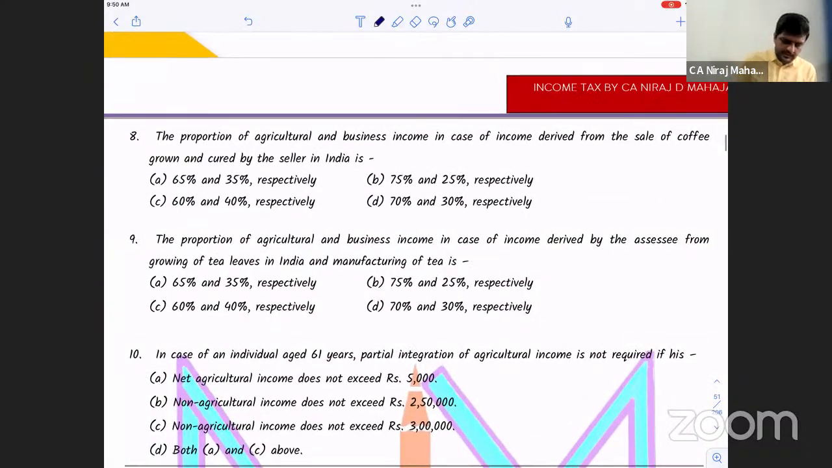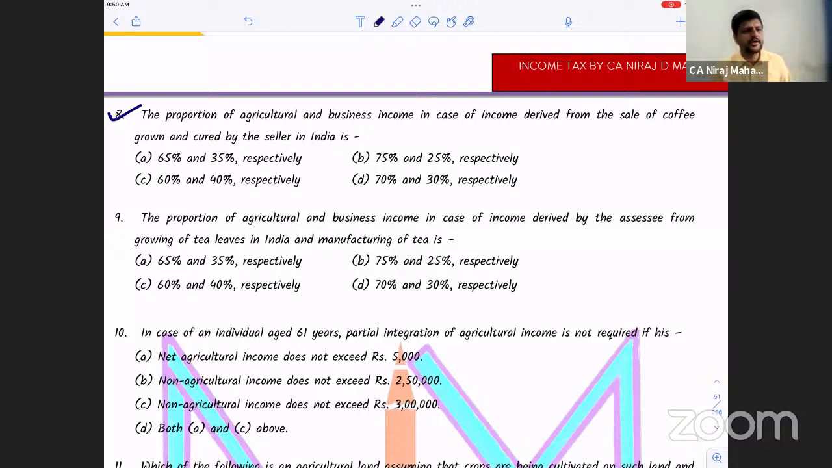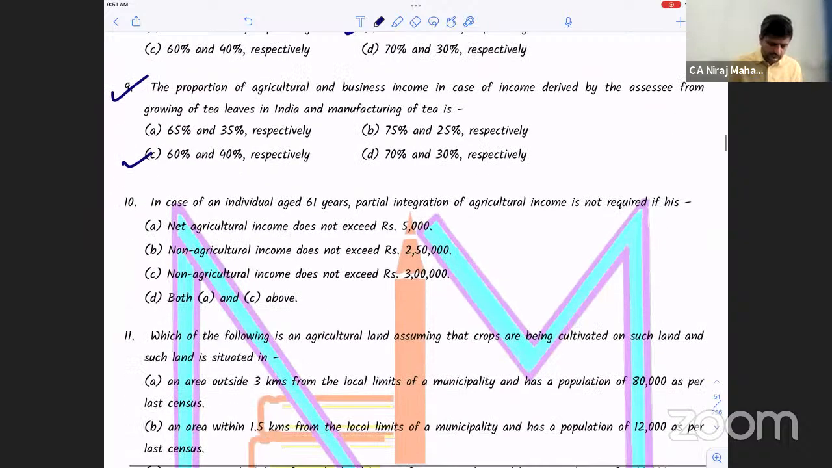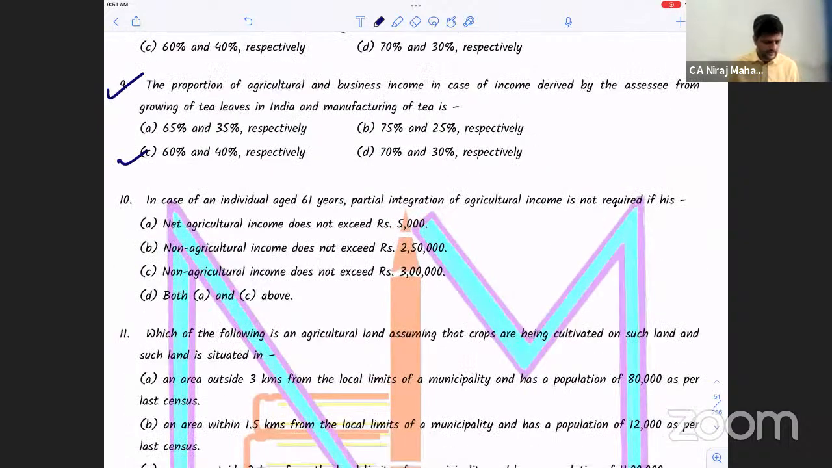Eighth one, time pass. The proportion of agricultural and business income in case of income derived from sale of coffee grown and cured by the seller in India: 75-25. Correct? Ninth: the proportion of agricultural and business income derived by the assessee from growing of tea leaves in India and manufacturing also is how much? 60-40. Correct. Question 9 answer is what? C.